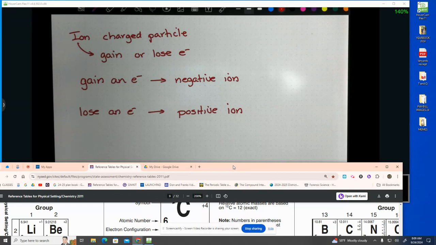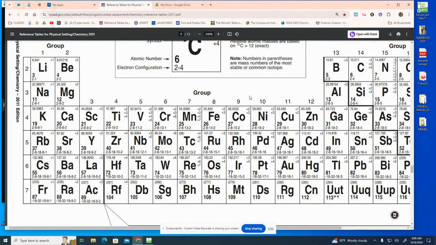So ions are charged particles. They become charged by either the gaining or the losing of electrons. And if you gain an electron, you become negative. If you lose an electron, you become positive. Okay, everybody good with that so far? Let's look at the periodic table. Here it is. Isn't it cute?